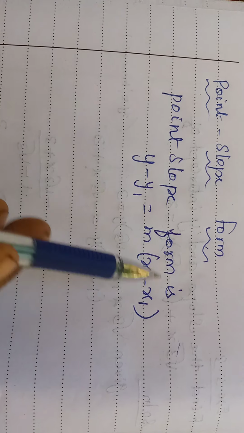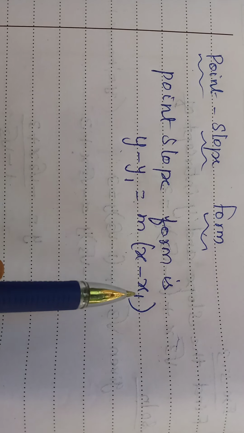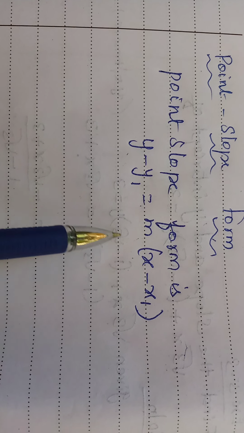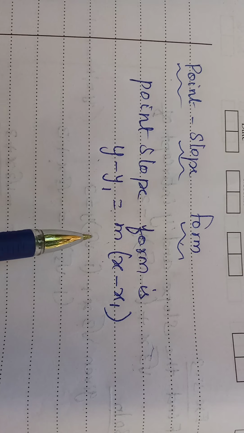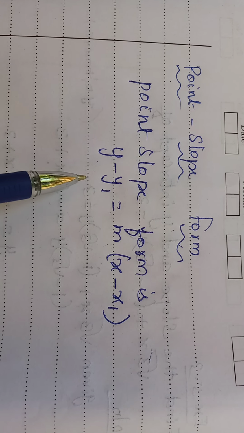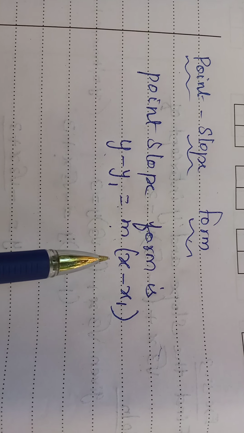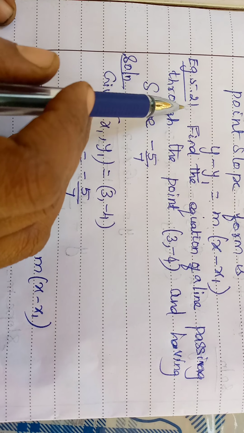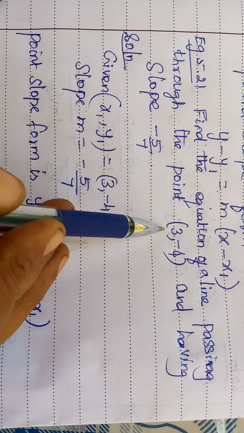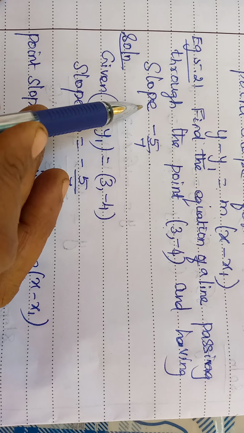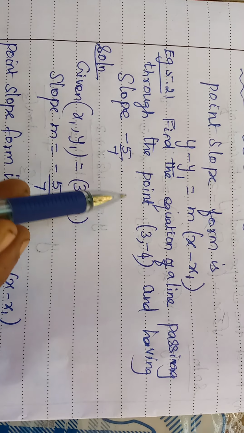Okay, point slope form is y minus y1 equal to m into x minus x1. When we have to use this formula? If there is a point and slope, we have to use the formula y minus y1 equal to m into x minus x1. Let's do example 5.1. Find the equation of a line passing through the point (3, -4) and the slope is -5/7. I told you there is a point and the slope is there.